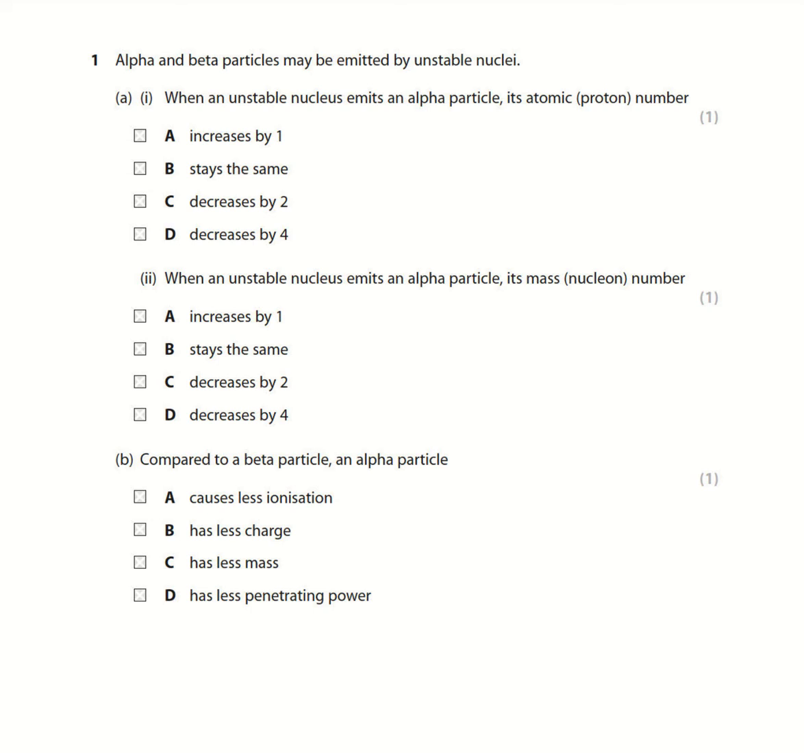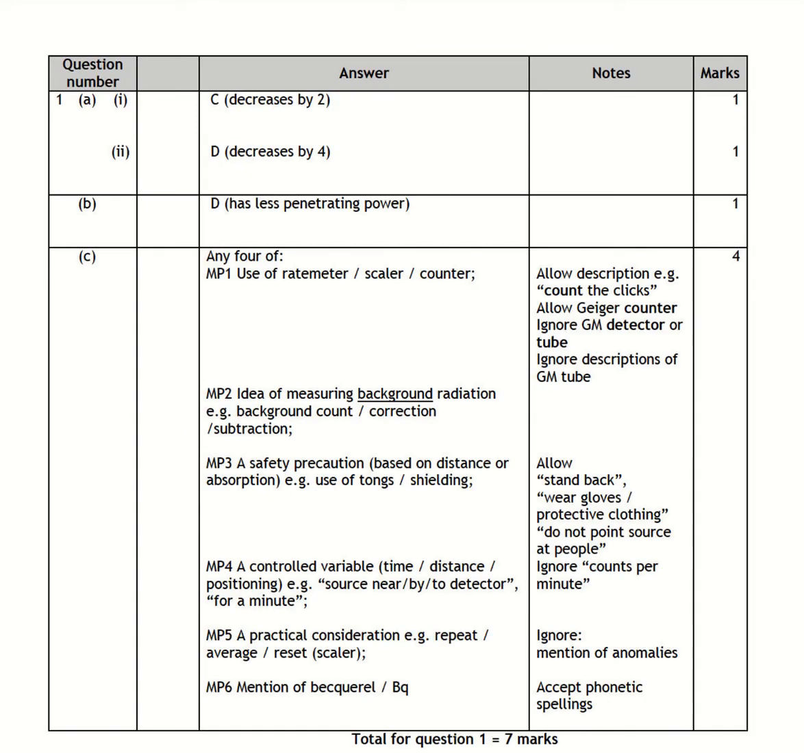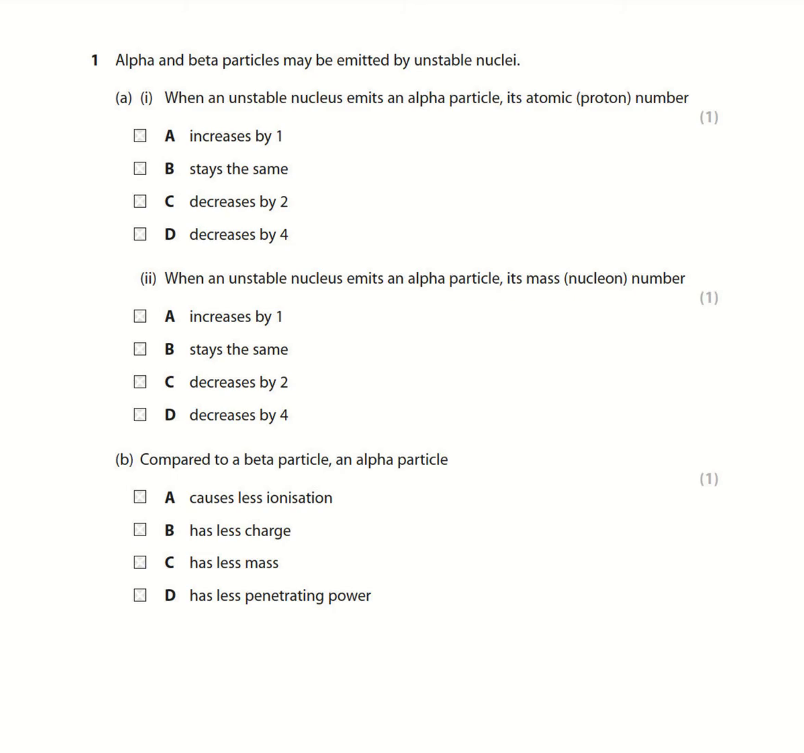When an unstable nucleus emits an alpha particle, its atomic proton number increases by 1, stays the same, decreases by 2, or decreases by 4? An alpha particle has 2 protons and 2 neutrons, so its atomic proton number decreases by 2. When an unstable nucleus emits an alpha particle, its mass nucleon number decreases by 4.